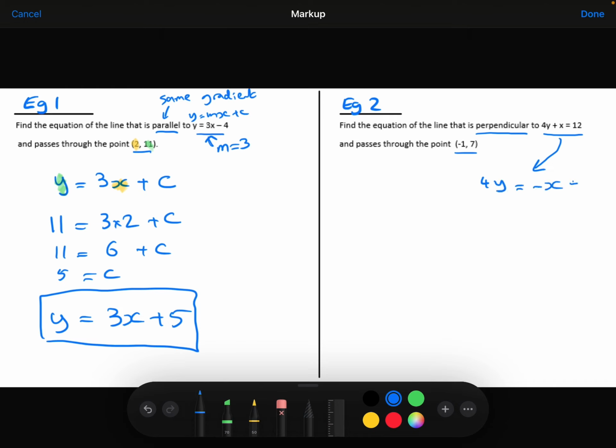And then I'm going to divide both sides by 4. So the minus 1x divided by 4 is minus a quarter x. The 12 divided by 4 is 3. Now that I've rewritten that line, I can see that the gradient of the line is minus 1/4.